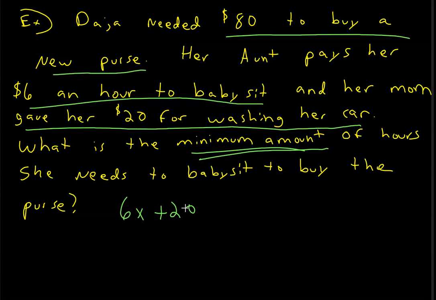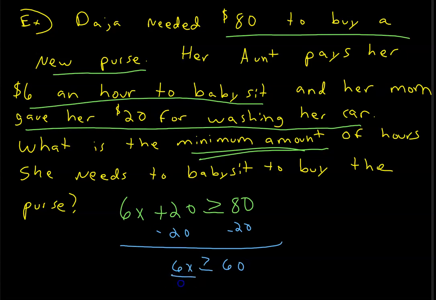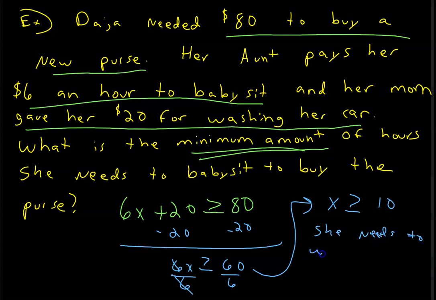And it says the minimum amount, so we have to have at least $80. So it has to be greater than or equal to $80. So without looking at our chart, we can figure out that symbol has to be greater than or equal to. And that's the inequality. Let's solve it. To begin, I subtract 20. So 6x is greater than or equal to 60. You can divide by 6. And the 6's cancel, leaving x is greater than or equal to 10. So she needs to work at least 10 hours.